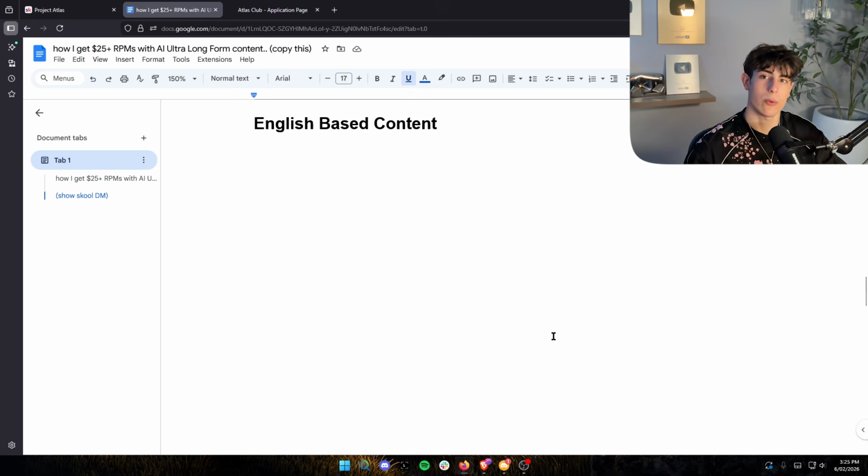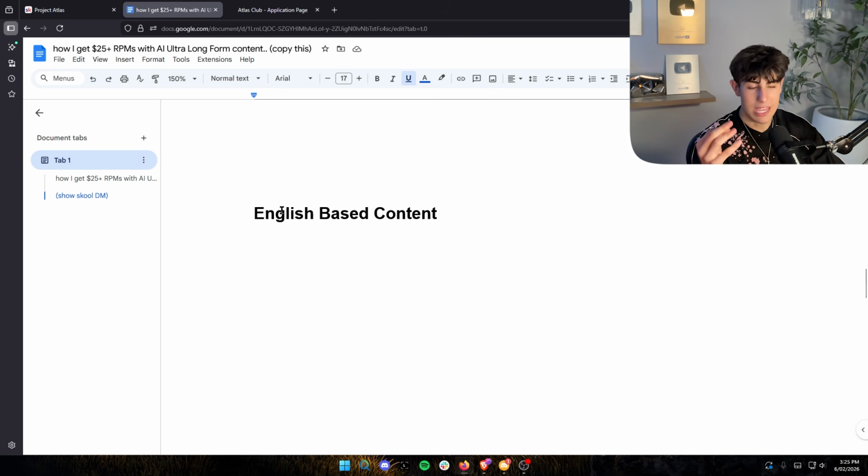Now, the first way to actually optimize your RPM, and I want to make this clear, this isn't just for ultra long form. If you're doing regular long form, the methods that I'm about to show you are still going to work 100%. But ultimately, if you are doing this in ultra long form, it's going to be that much more optimized. The first thing, English-based content.